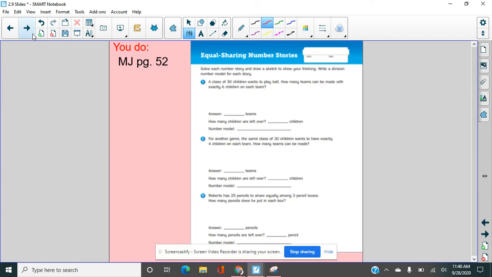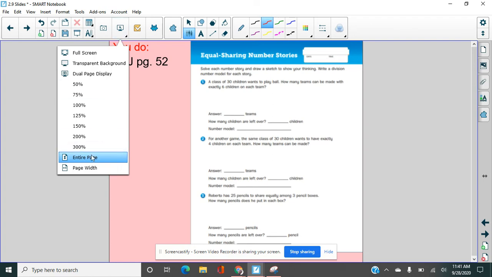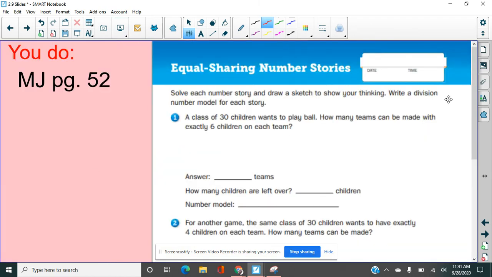Now, what you are going to work on, you're going to work on Math Journal page 52. Okay, and so I'm going to kind of read through these with you, and we're not going to do anything on here, so you don't need your Math Journal open yet, but I'm going to kind of talk to you about some of the thinking you might do. So a class of 30 children wants to play ball. How many teams can be made with exactly 6 children on each team? So your picture is going to go right here, right? You're dividing 30 children into groups of 6. Your answer will go here. If there's any leftovers, they would go here.